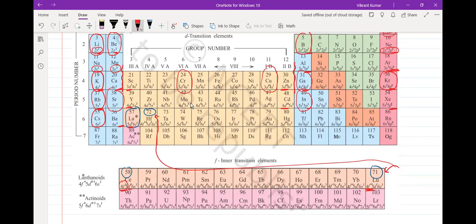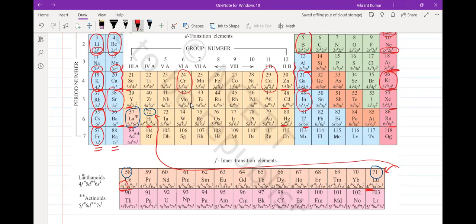And then 5d2 से लेकर, if you see 5d10 तक we are filling from hafnium to mercury, and after that 6p will be filled as discussed. Is it okay? Again, the same pattern follows in the next period also, seventh period also. If you see in the seventh period, francium is having 7s1 outermost configuration, then radium.